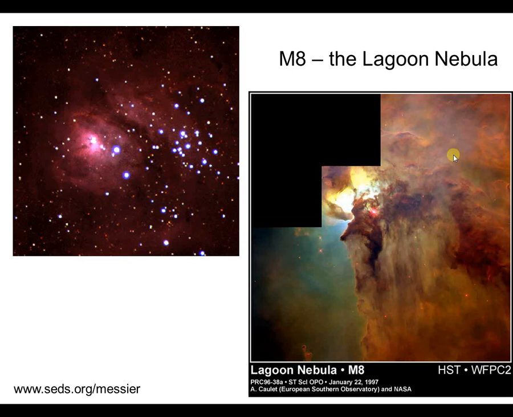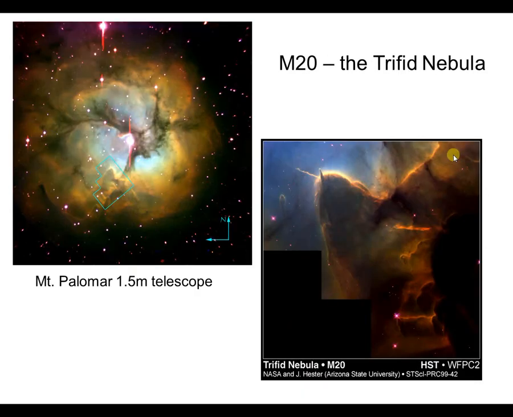This must have reminded somebody of a lagoon, so it was named the Lagoon Nebula. And we'll talk more about what these actually mean in a moment. The Trifid Nebula is actually really interesting. The image on the left here was taken at Mount Palomar.